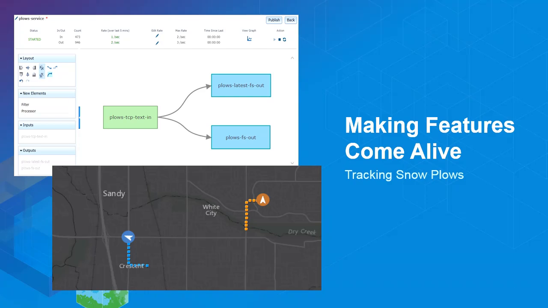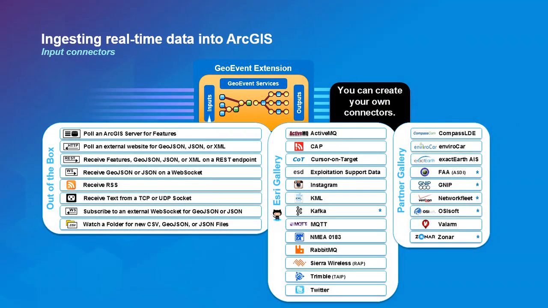Great, thanks, Sagar. So next we're going to look at the other ways in which you can bring real-time data into the GeoEvent extension. We looked in the previous demonstration at using the received text from a TCP socket. There's a number of other out-of-the-box connectors that are delivered with and installed with the GeoEvent extension.